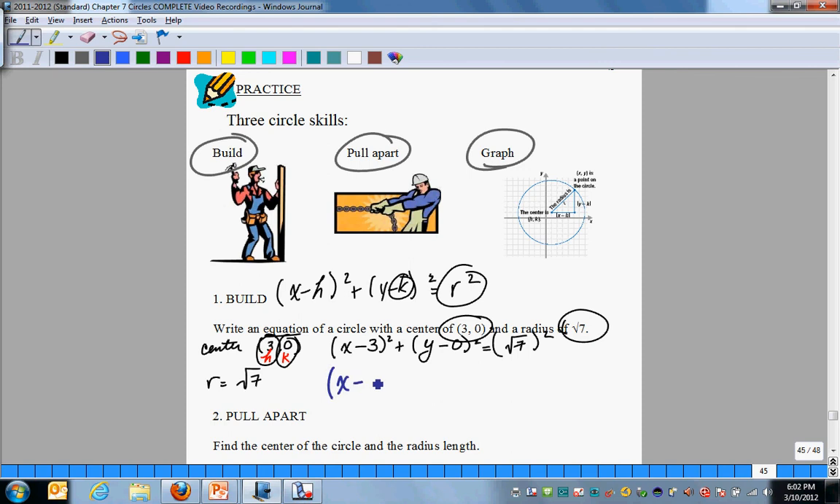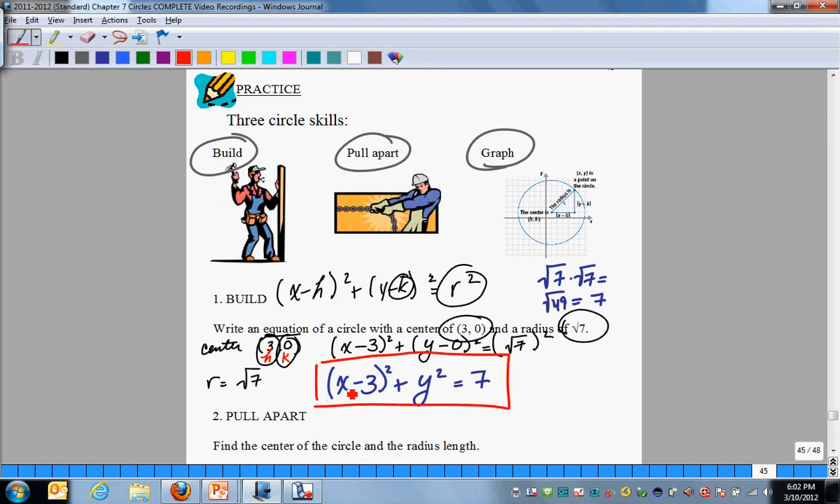x minus 3, there's no double negative, so we're going to leave it alone there. y minus 0 is just plain old y, so we're going to have y squared here. Now, root 7 times root 7 is root 49, which is just 7. So root 7 squared is 7. And you are done. That is the equation of a circle with a center of 3, 0 and a radius of root 7. That's how you build an equation.